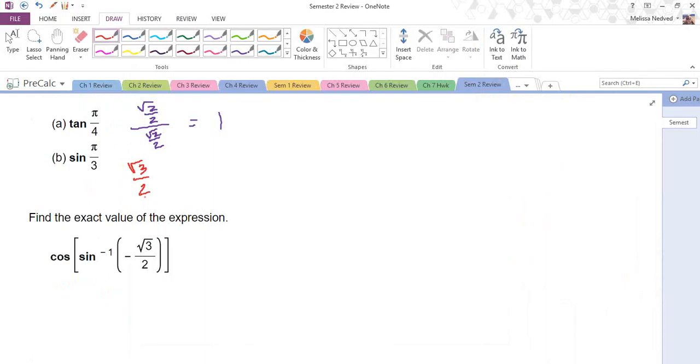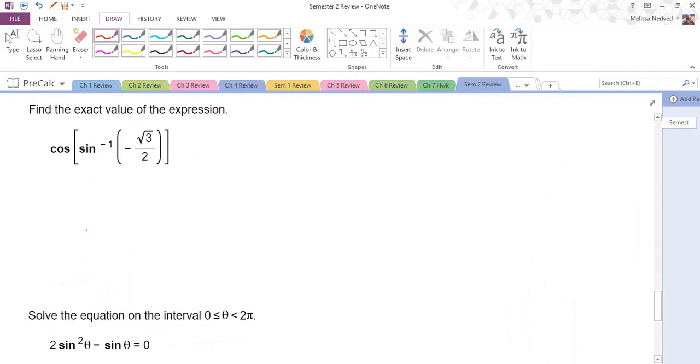The next three, we're going to have a solving process going on here. So here's a composite function with trig. So it's kind of like mixing what we did in the very beginning with what we did with our trig functions. Same rule applies, work from the inside out. So I'm going to ignore the cosine right now, and I'm just going to work on solving what inverse sine of negative root 3 over 2 is.